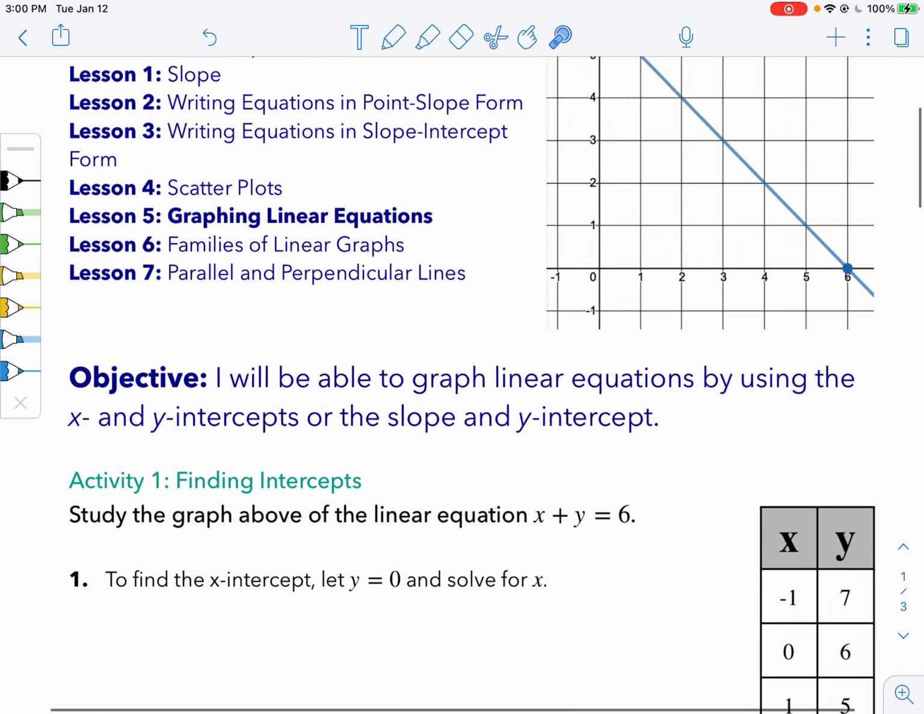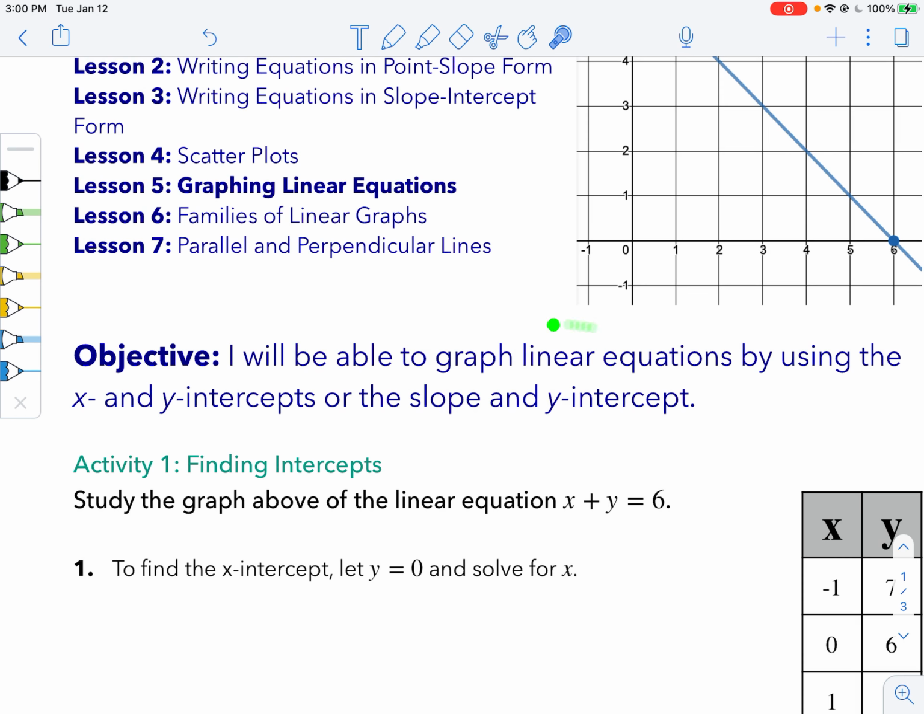By the end of the day, you will be able to graph linear equations by using the x and y intercepts or the slope and the y-intercept. Let's do a quick review about what intercepts are.